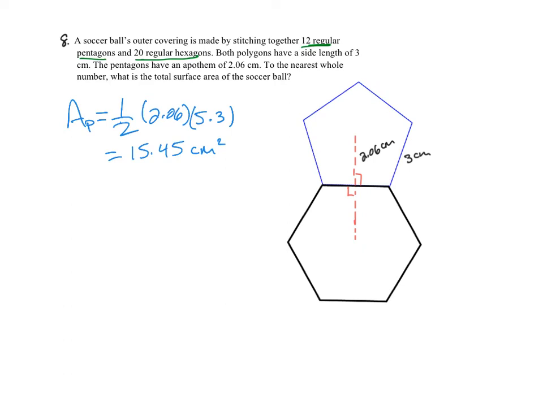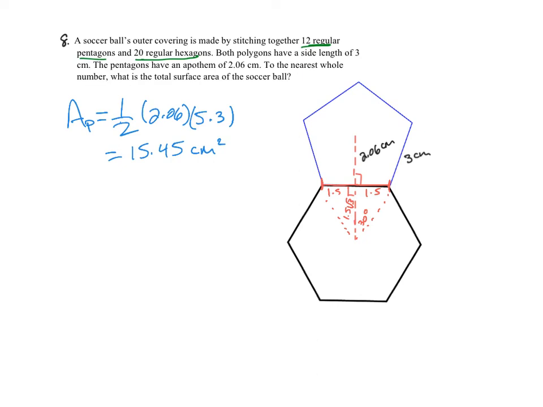So now I need to find the area of my hexagons. I know that because all this side right here is 3, that means that each small piece right there is 1.5. So if I draw the triangle right here, I know that each of these angles is 30. So remember that I have a 30-60-90 triangle right there. My apothem is 1.5 square root of 3.